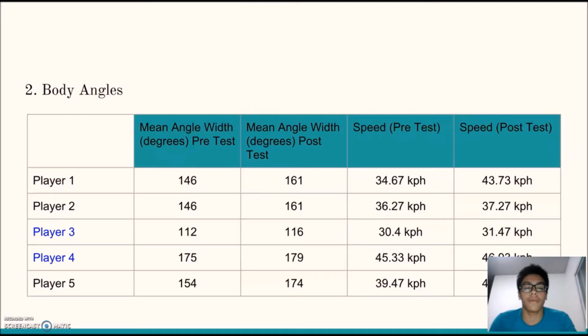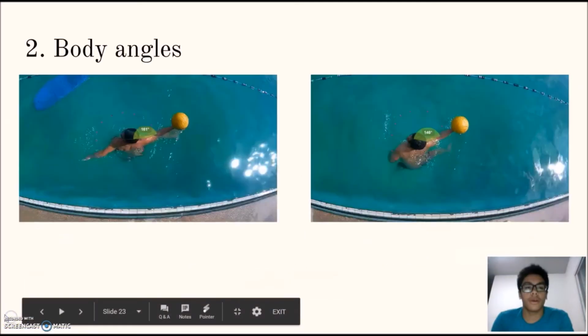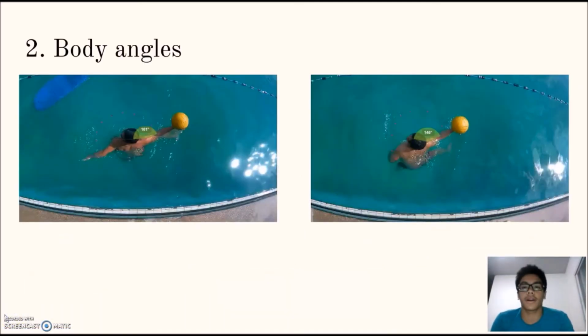So, similar to the previous test, all of the players experienced improvement in the angle width and the speed, with the difference only being in the magnitude of the improvement. These two images are examples of the few images we have of the throwing angle and how we measured it during the preparation phase.